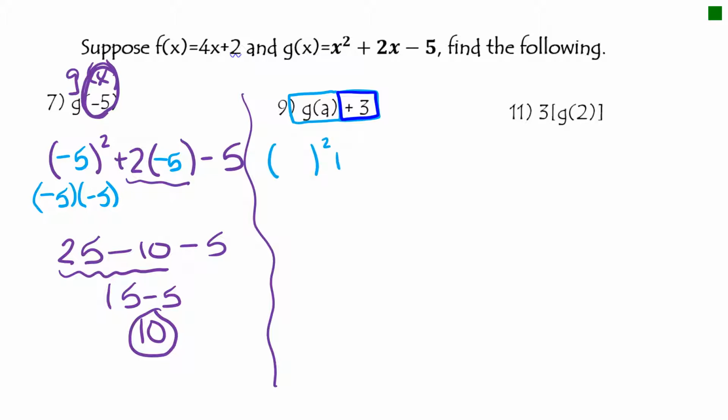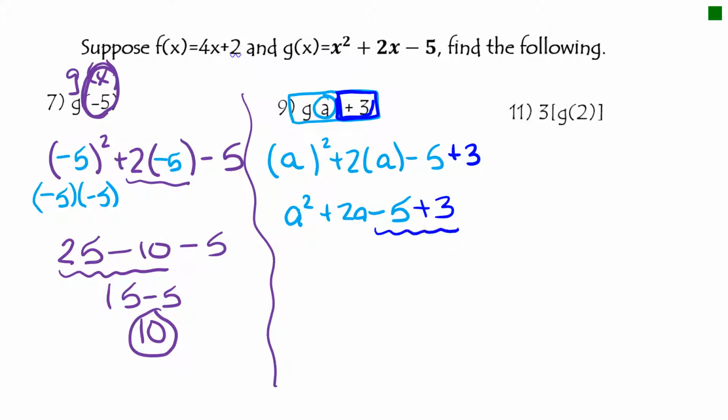Anytime we have the G function with a replacement in place of the x, we're going to write it leaving parentheses where the variables were. Then what is back here? +3. Just tag that along at the end. You're going to put A in everywhere there was an x. A squared is A squared. 2 times A is 2A. Then I have -5, and then there's that +3. The only thing I can combine are the -5 and the +3, and that's going to be -2.